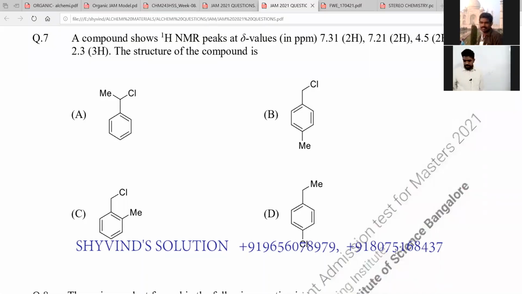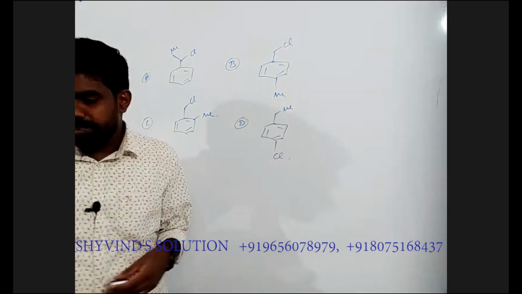So question number 7 is from NMR. The question is, the compound shows proton NMR peaks at chemical shifts in ppm: 7.31 2 hydrogen, 7.21 2 hydrogen, 4.5 2 hydrogen, and 2.3 3 hydrogen. The structure of the compound is. So these are the options given.